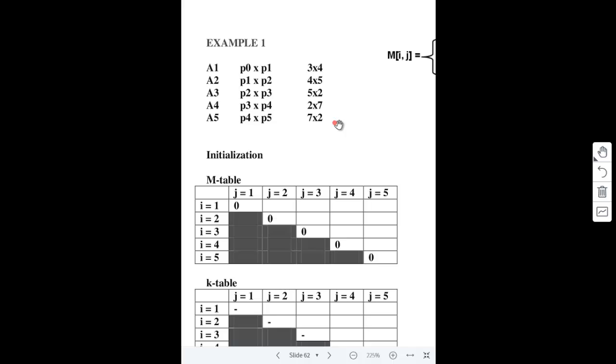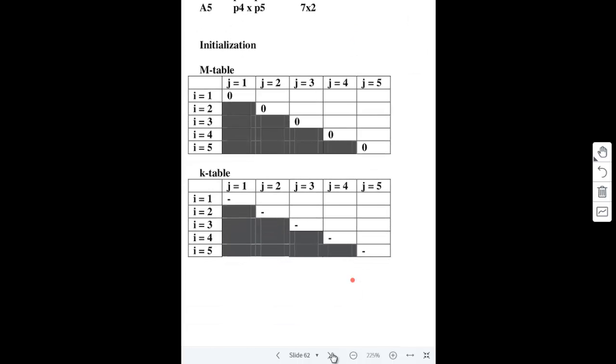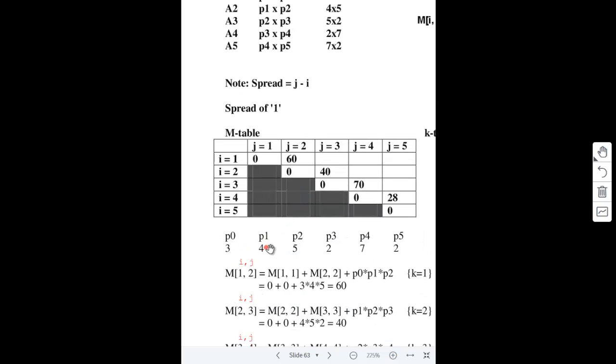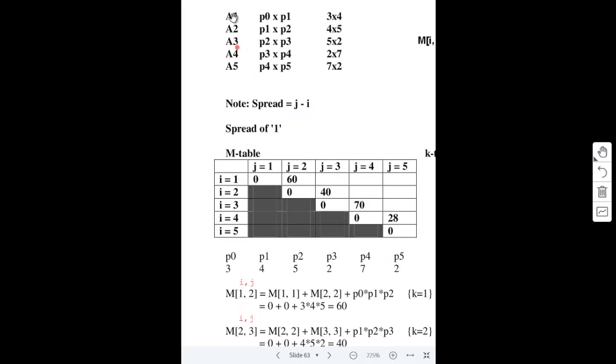Okay. So for an assignment, I think I had already posted, I would have given just P0, P1, P2, P3, P4, P5. Based on the convention I explained here, you should be able to pick out the dimensions. When I give you P0, P1, P2, P3, P4, P5, it means we have 5 matrices: A1 of dimension P0 times P1, A2 of dimension P1 by P2, A3 of dimension P2 by P3. So follow the convention explained.